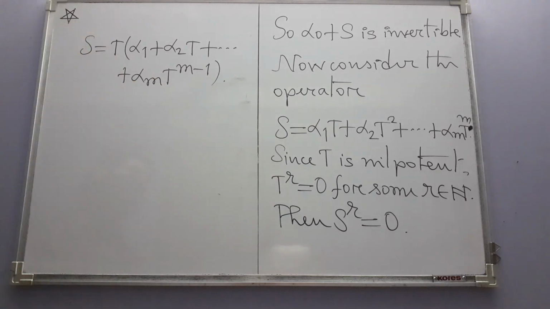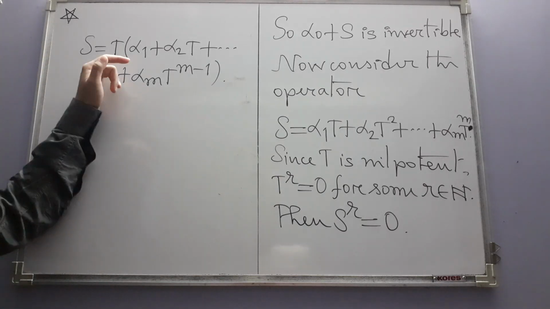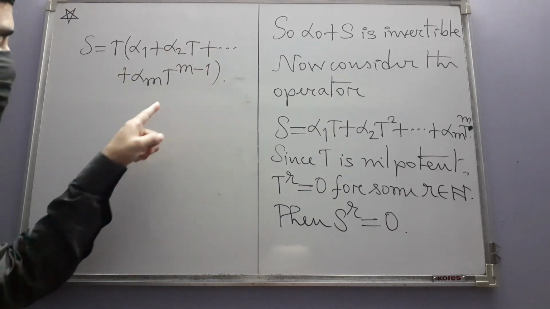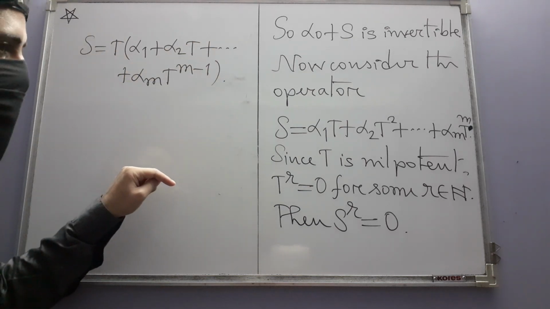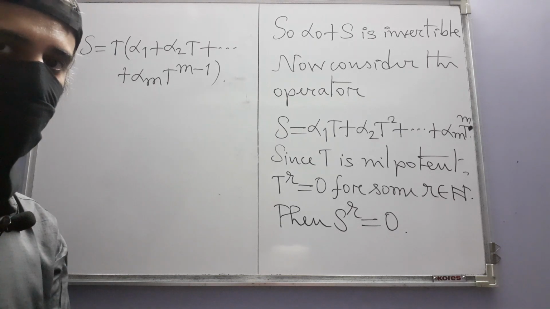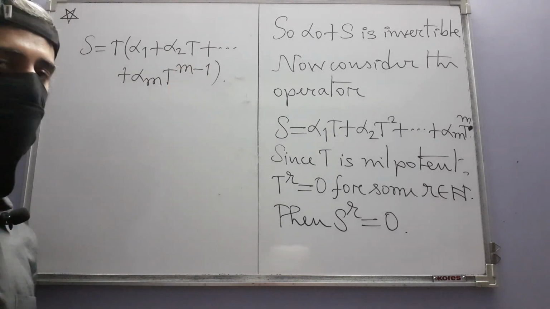Now if you raise S to the rth power, the exponent gets distributed over both the factors. I mean, the rth power of this product is t to the power r times this other thing to the power r. Why? That happens only when the operators commute with each other.